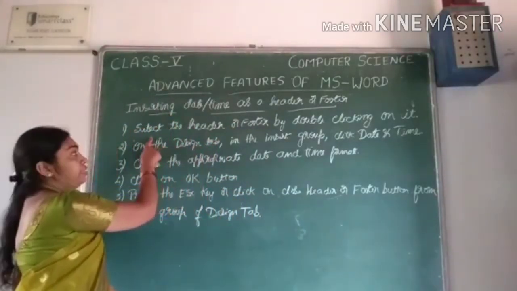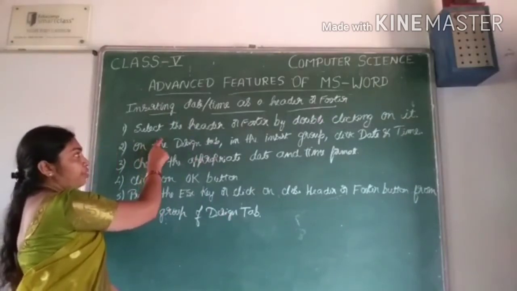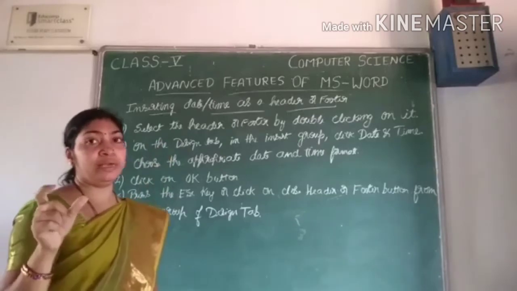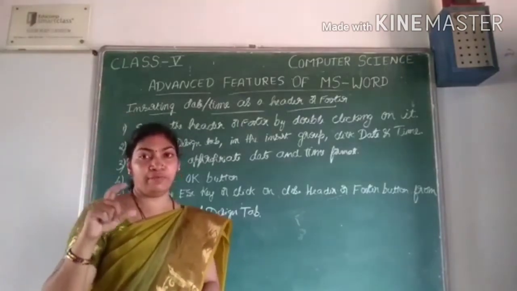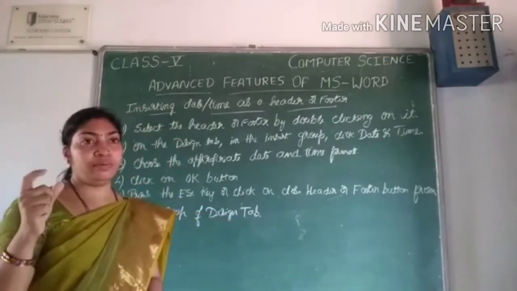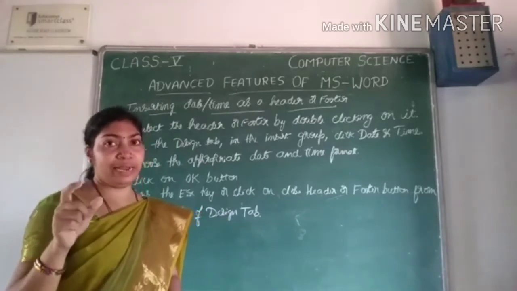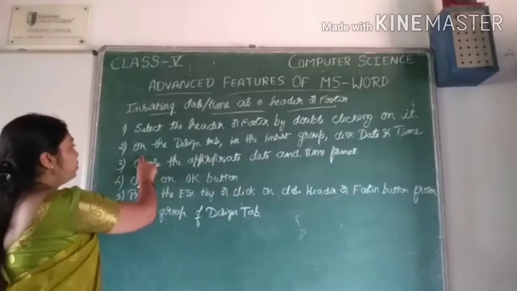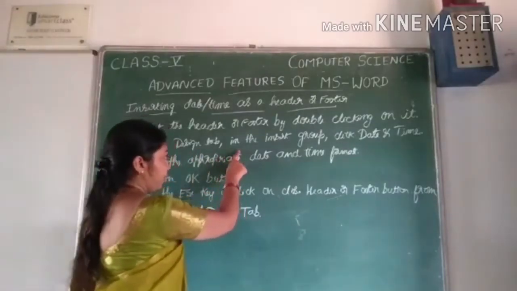First step is to select the header or footer by double clicking on it. You have already chosen a particular header or footer, but in that header or footer you want to add the date or time. So whatever you have added, it might be a header or footer, you have to double click on it. Next step is that on the Design tab, in the Insert group, click Date and Time.